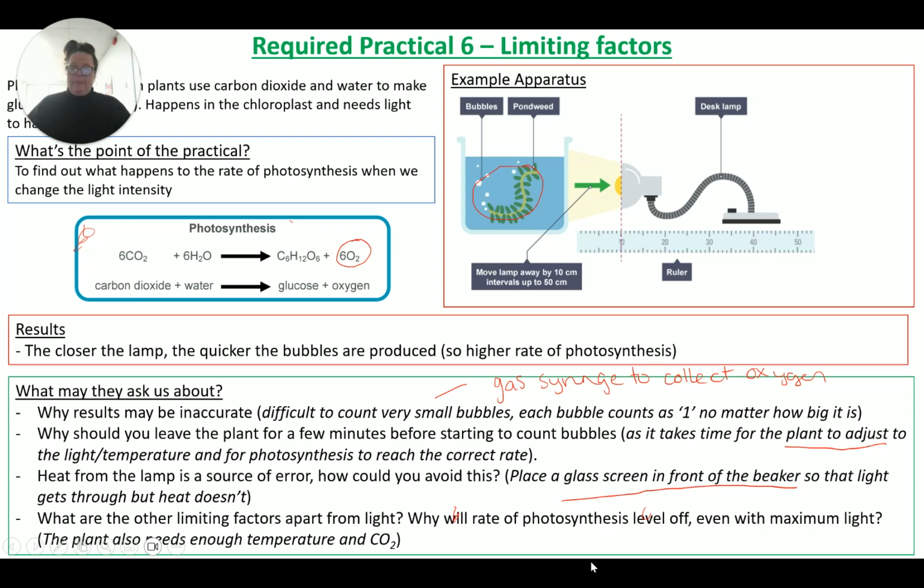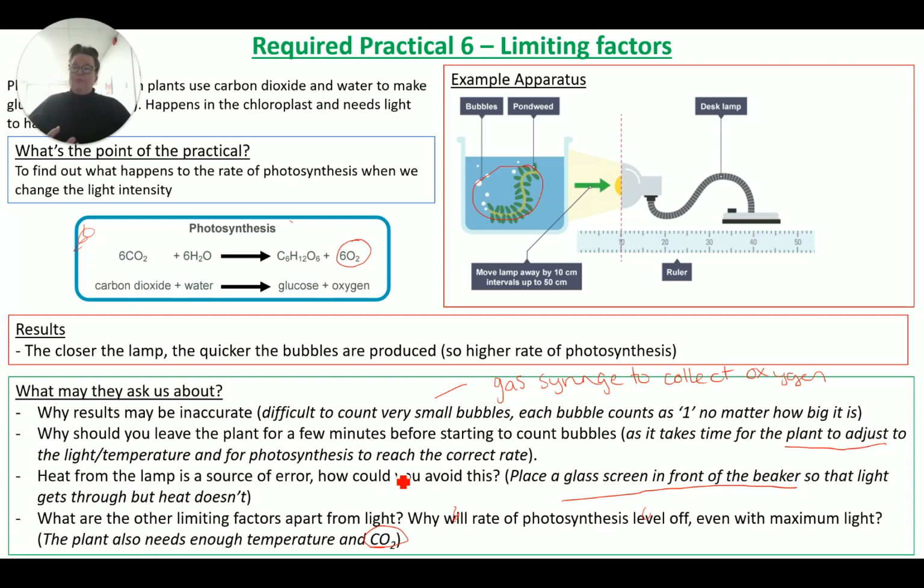All right. And then the last bit here, what are the other limiting factors apart from light? So why doesn't the photosynthesis rate go up and up and keep going up? Because it's limited by the amount of carbon dioxide it has. Okay, and the temperature, but the main one is the carbon dioxide. We can't say it's limited by water because it's in water. So we can't say that one. Okay, so those are some of the questions you could be asked.